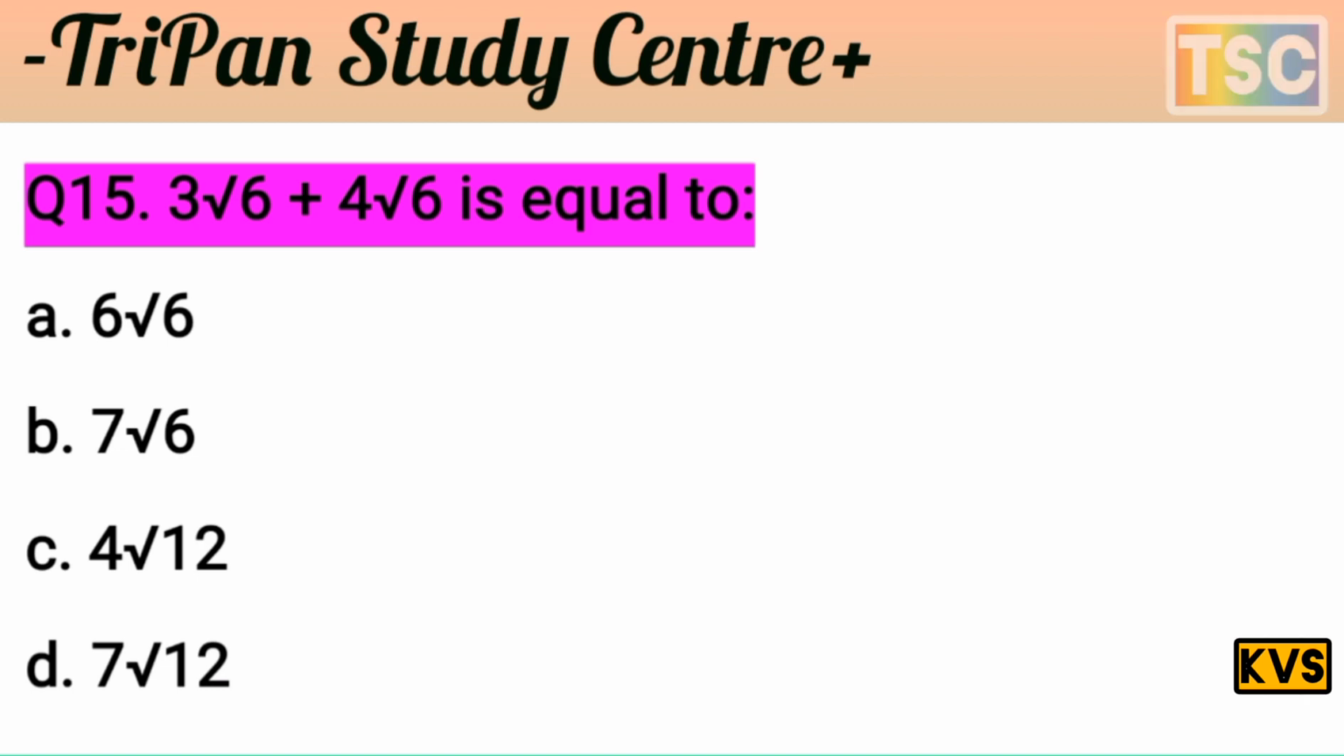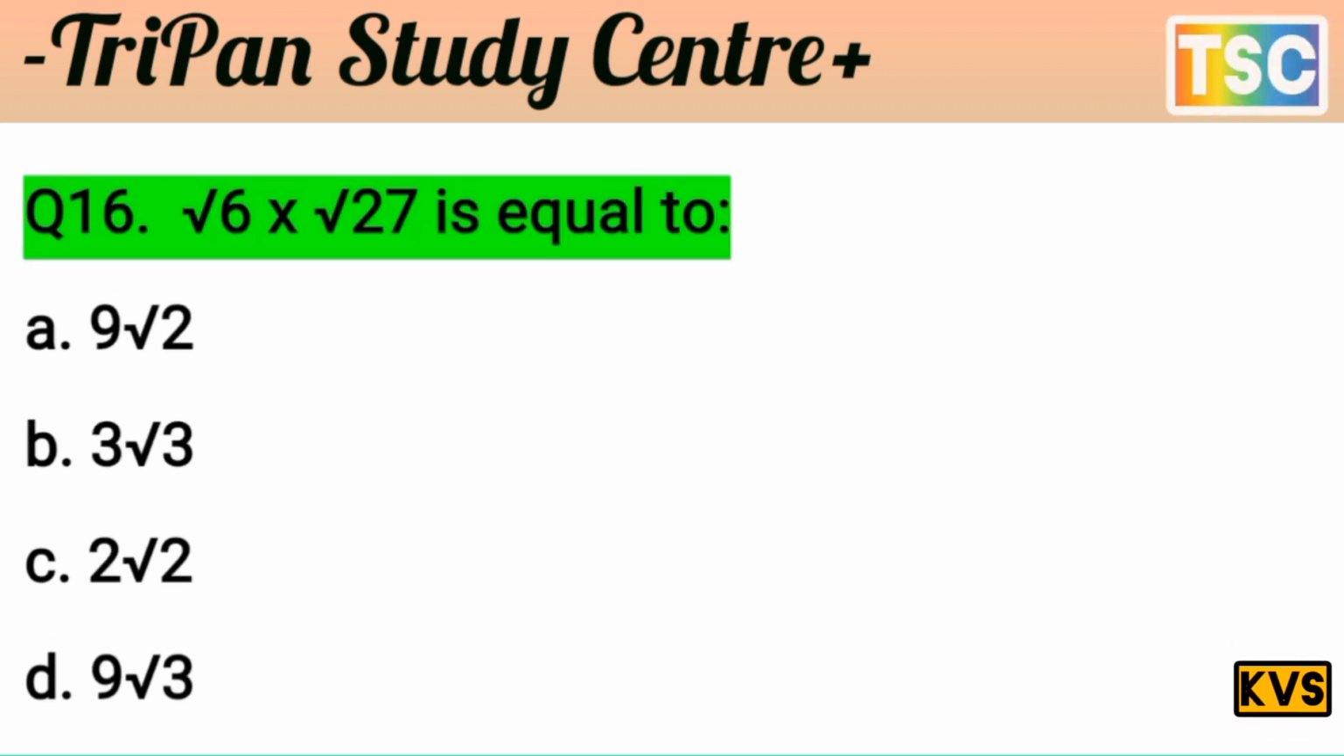That's clear: 3 plus 4 is 7. The square root is the same here, so we do not add the square roots. Only the 3 and 4 are added. Square root of 6 is common to both terms, but 3 and 4 are different, so 4 plus 3 is 7 square root of 6. B is correct, 7 square root of 6. That's important. Let's see the next question.